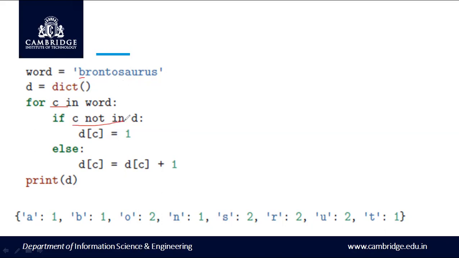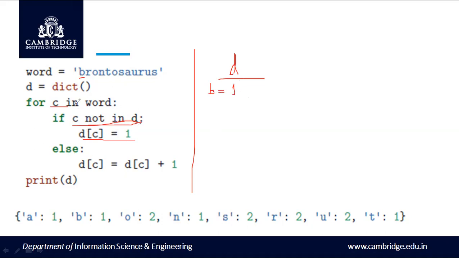If B not in D, so here in my dictionary, initially my dictionary is empty because we have created an empty dictionary. In my dictionary there is nothing, so it is empty, and B is not in D. So B is not present in D. So what I do is assign B the value 1. So here I assign the character B to 1. You can see that is how this works.